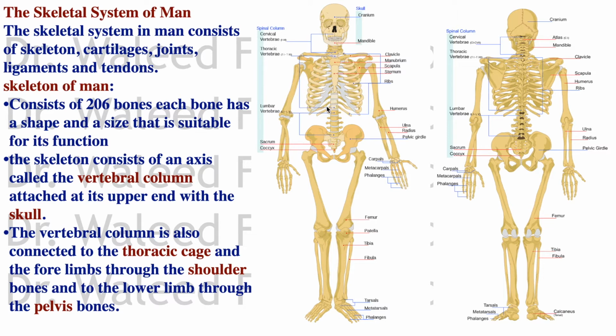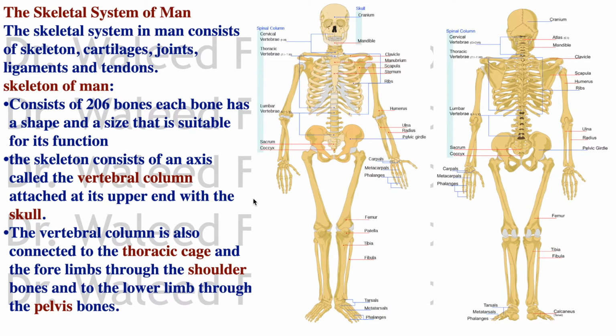If you count the bones in the skeleton of man, it consists of 206 bones. Each bone has its unique shape. It's the shape that is suitable for its function, like the long bones in the arms, like short bones in the fingers, for example, the carpal bones, the tarsal bones. Each bone has its own shape to suit its function.